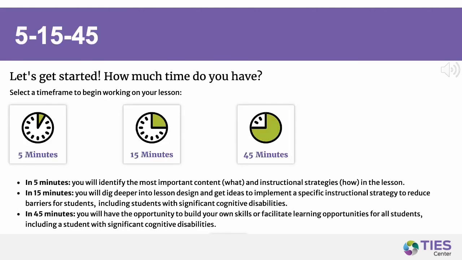A resource to support instructional planning is the 5-15-45 tool, also found at the TIES Center website. A screenshot of the 5-15-45 tool available from the TIES Center website. The image includes three clock icons, one clock icon showing 5 minutes highlighted, one showing 15 minutes highlighted, and one showing 45 minutes highlighted. Below the clocks are bullet points showing options teachers have based on whether they have 5, 15, or 45 minutes available.